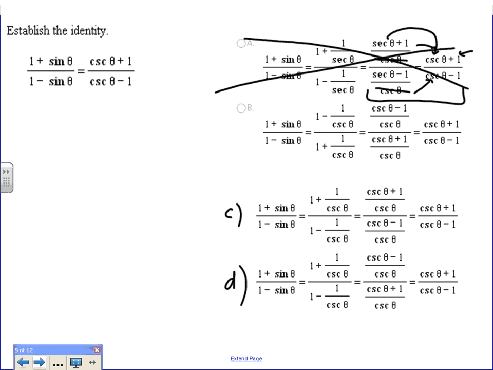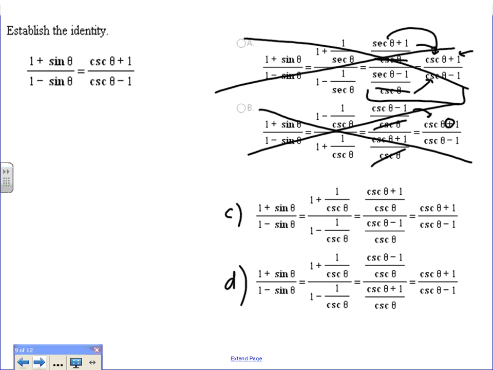Now, let's look at the next one here. So there again, I could cancel out cosecant thetas, but notice in the numerator here, this should leave me with cosecant theta minus 1, not plus 1. Okay, so that's not working out. So now I've got a 50-50 shot at least.